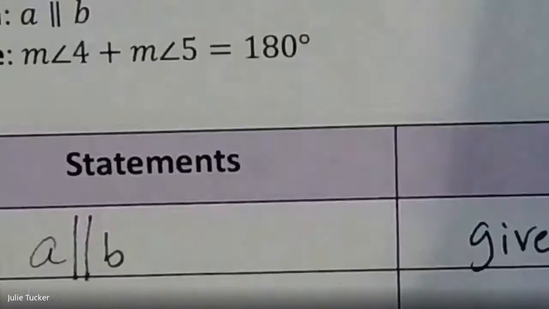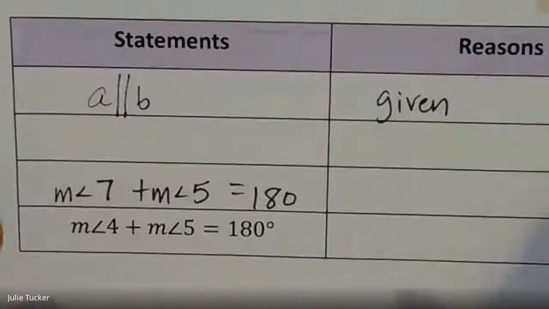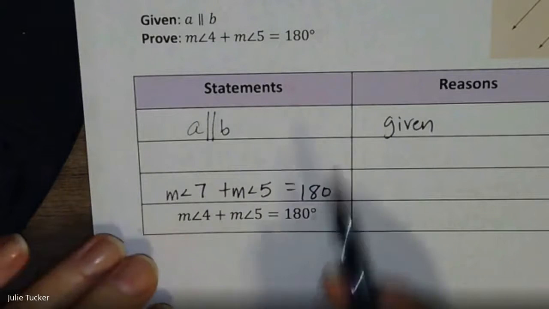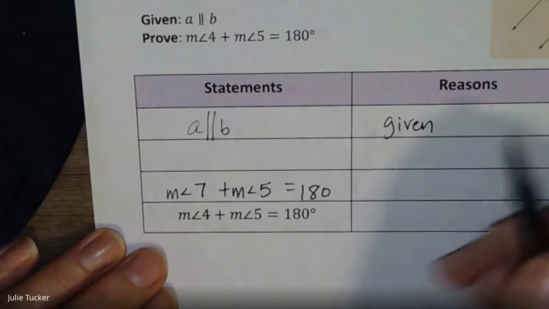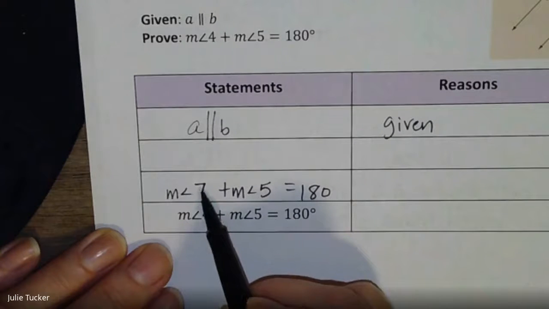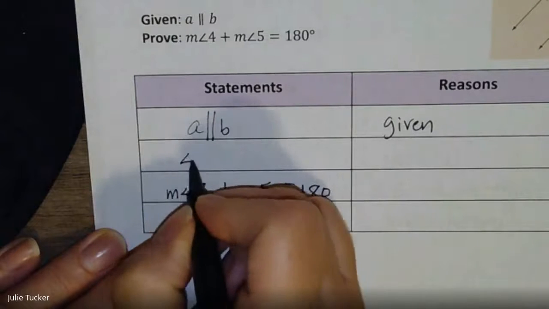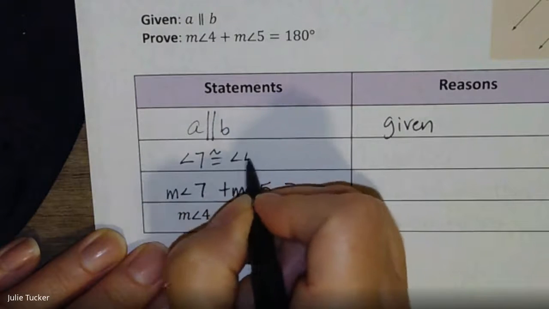So let's do measure of angle something plus measure of angle something is 180. Let's put our 5 here to show that that's staying in the same place, and let's put our 7 there. I forgot I zoomed in. Is that better? Yeah. So I did the 5 in the same place and I put the 7 over there. So 7 was replaced with 4, and the line before that needs to say that 7 is congruent to 4.